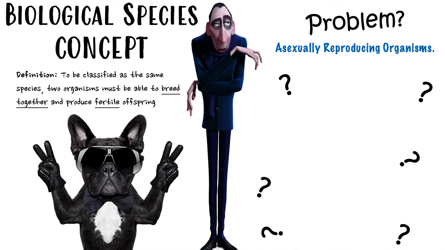But what if there's an organism that doesn't need a partner? It can reproduce by itself. So how do you classify those organisms as the same species? Because they don't reproduce with each other. For example, if you have two bacteria, they reproduce by themselves asexually. So does that mean that those bacteria are not the same species just because they can't reproduce together? So this is one problem, because this definition relies on the fact that the organisms must be able to sexually reproduce, whereas a lot of organisms reproduce asexually, okay?